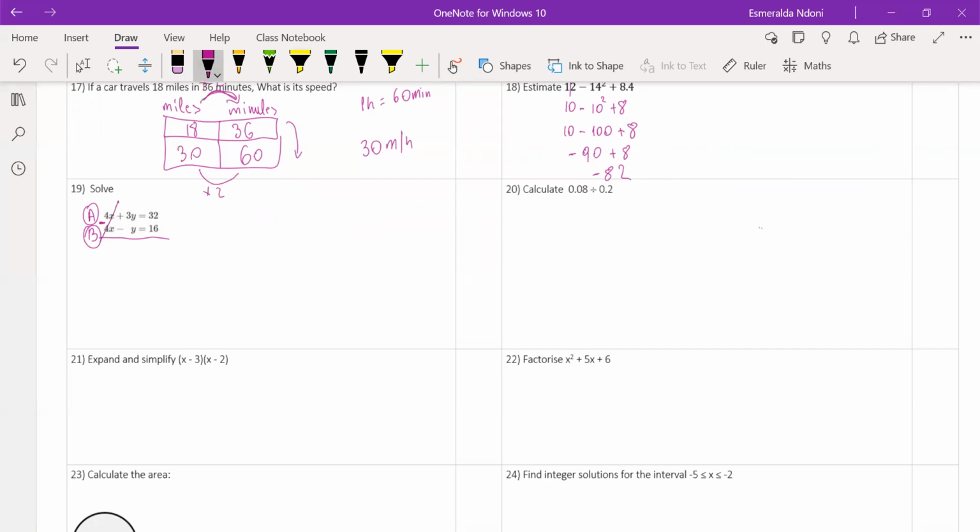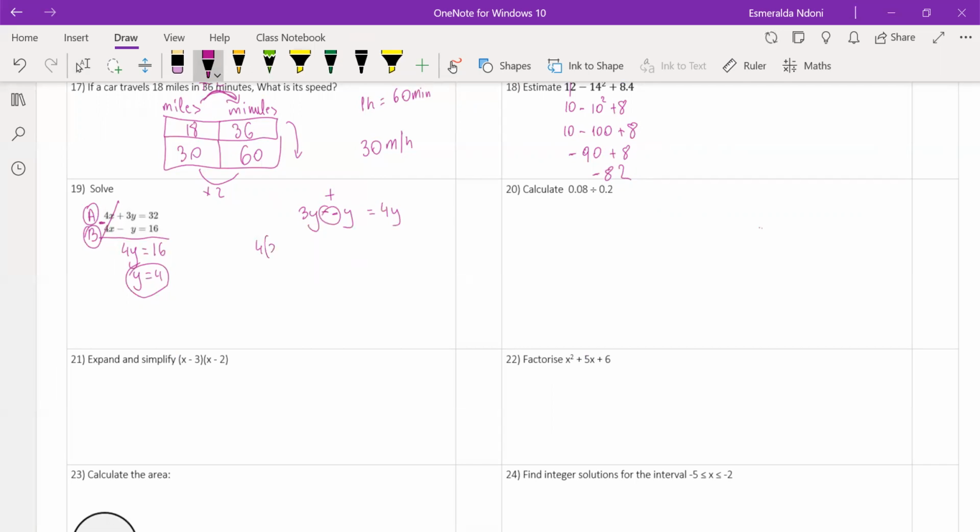Then we have a 3y take away a y. This 2 would give you a positive, so that'll give you a 4y. So 4y is equal to 16, and y is equal to 4. We found y. So we're going to substitute our solution of y into equation A.